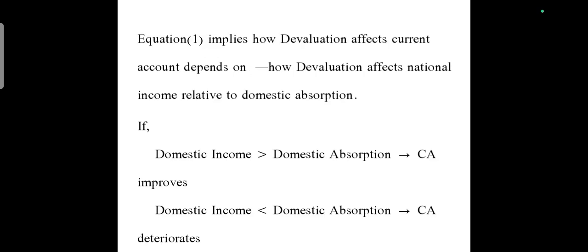Taking differential of this equation, we find that dCA is equal to dY minus dA. Equation 1 implies how devaluation affects current account depends on how devaluation affects national income relative to domestic absorption. If domestic income is greater than domestic absorption, we can say that the current account will improve. But in the other case, if domestic income is less than domestic absorption, then the current account goes lower, and we can say that the current account will deteriorate.